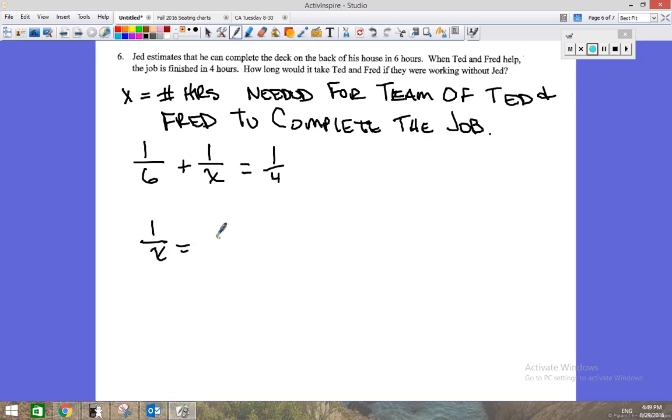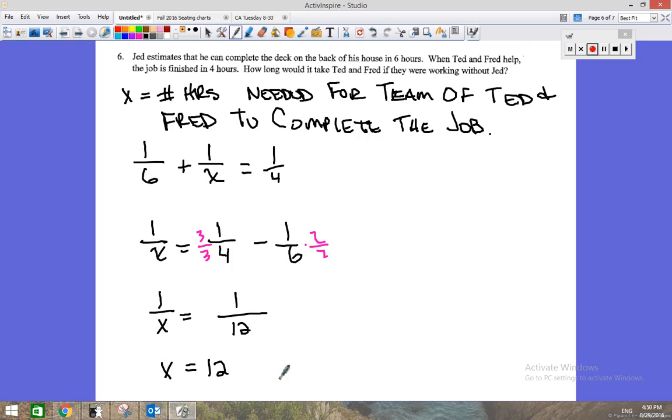Let's subtract 1/6 from each side. Let's get a common denominator of 12. Multiply this guy by 3 over 3, this one by 2 over 2. So this 1 over x, we've got 3 times 1, which is just 3, minus 1 times 2, which is 2, and 3 minus 2 is 1. If we take the reciprocal of each side, x is 12. So Ted and Fred can complete the job in 12 hours.